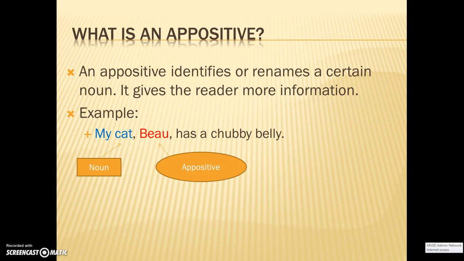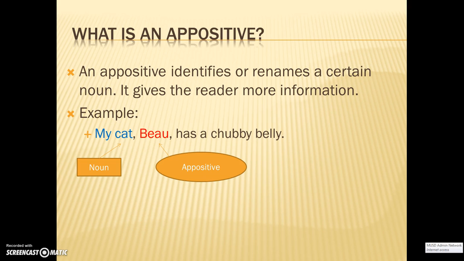So what is an appositive? An appositive identifies or renames a certain noun. It gives the reader more information. So, for example, my cat Bo has a chubby belly. Bo is the appositive because it's renaming or giving more information to the noun phrase, my cat. My cat's name is Bo. That gives you more information.